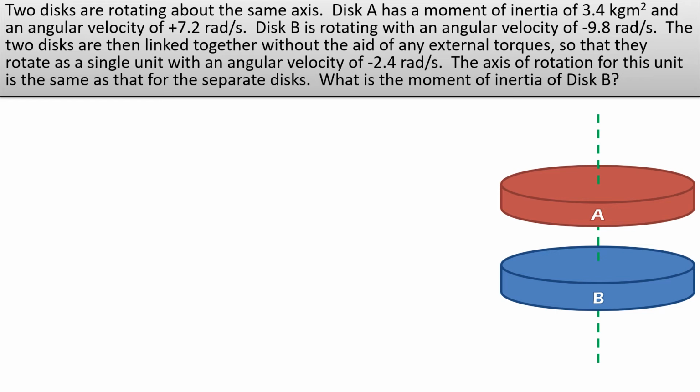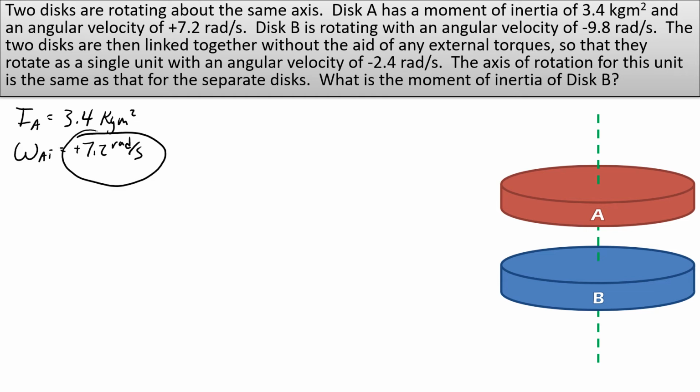Let's start by writing our given information. The moment of inertia for disk A is 3.4 kilogram meters squared. And they tell you the angular velocity initially is positive 7.2 radians per second. Hopefully these are bringing back the subscripts, the i, and the direction of the velocity really mattered when we were doing those collision problems. So this is just another collision problem.